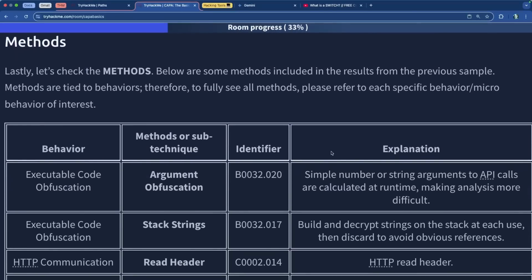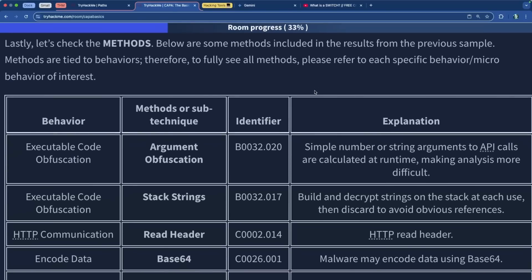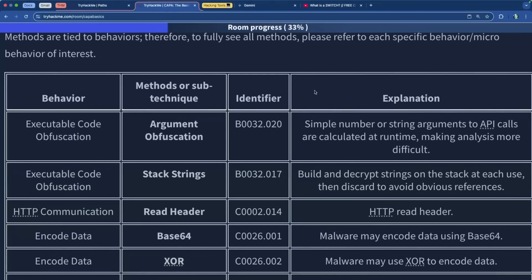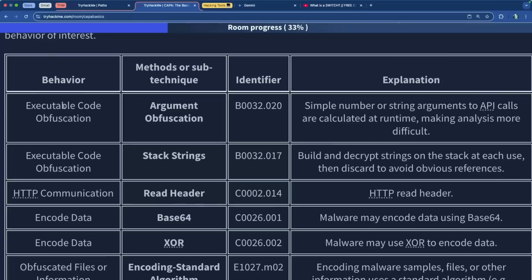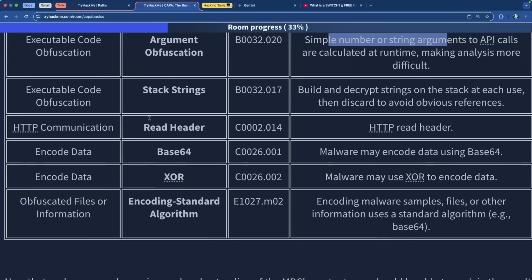And then we have the methods. These are included in the results from the previous example. They are tied to behaviors. Therefore, to fully see all of the methods, you have to refer to the actual behavior or the micro behavior that would be relevant. So the behavior, executable code obfuscation, and the method or sub-technique is the argument obfuscation. An explanation would be a simple number of strings and arguments. Two API calls are calculated at runtime. And then for this behavior, again, we have stack strings.